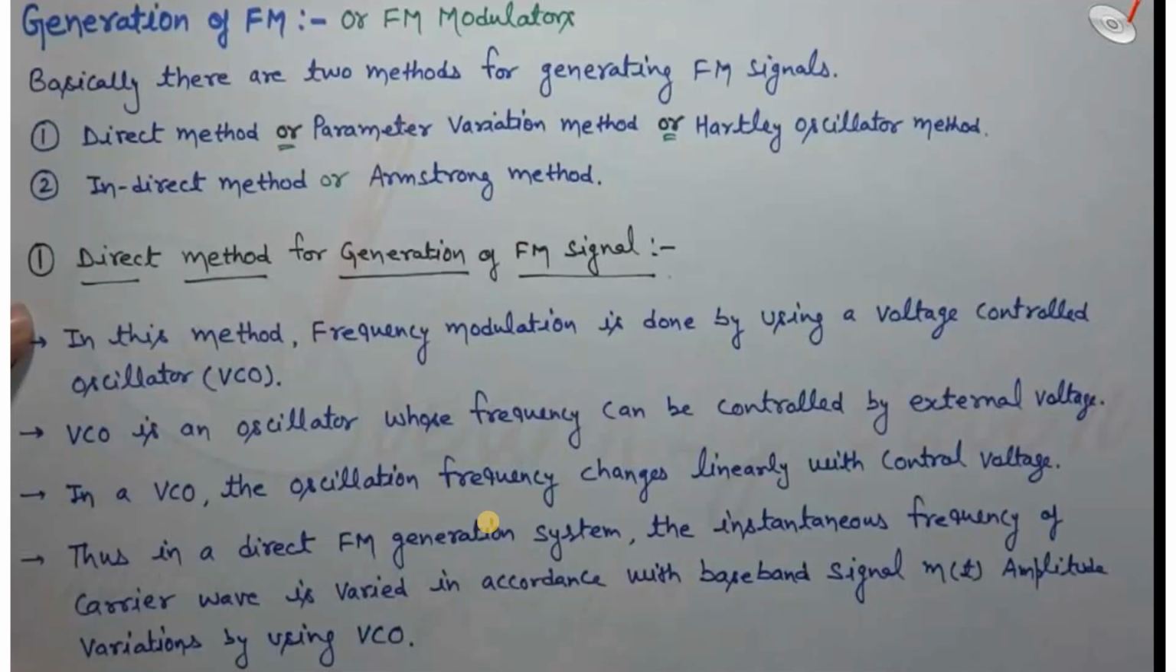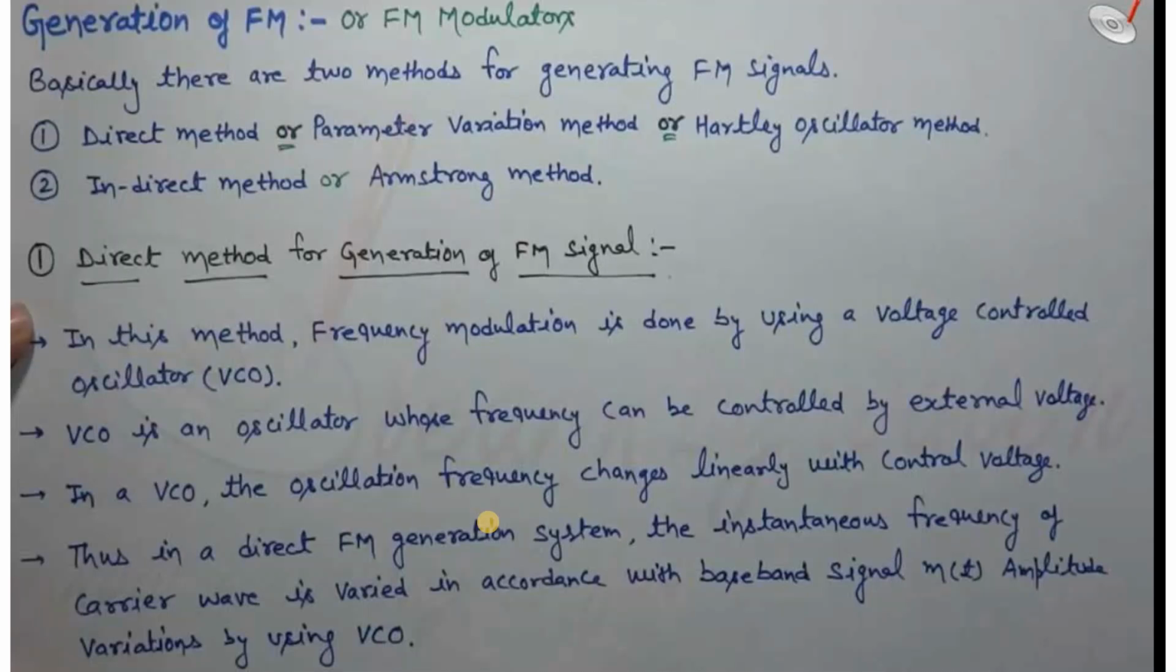In the direct method for generating an FM signal, frequency modulation is done by using a voltage controlled oscillator. What is the meaning of a voltage controlled oscillator? The oscillator itself generates a sinusoidal wave, which has a frequency. The frequency varies according to the input given to this VCO. Here the input is a modulating voltage, that is the modulating input.